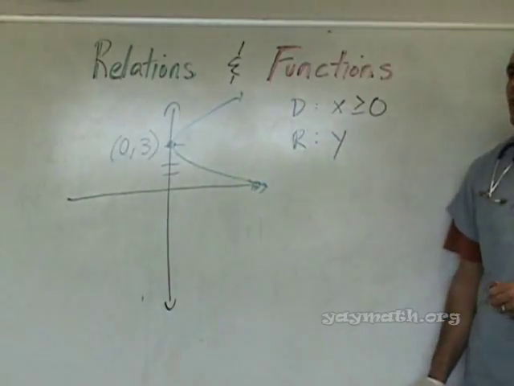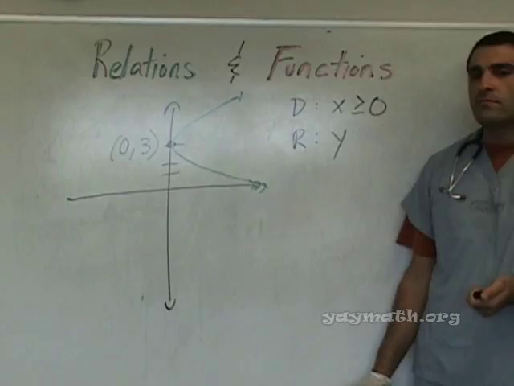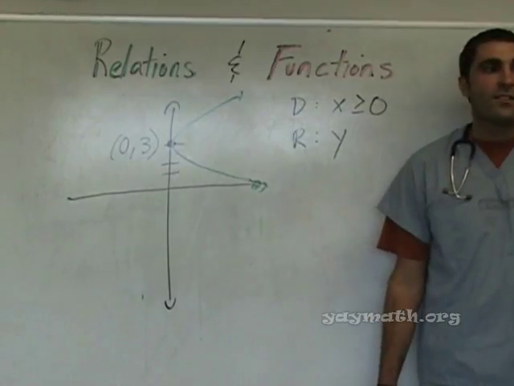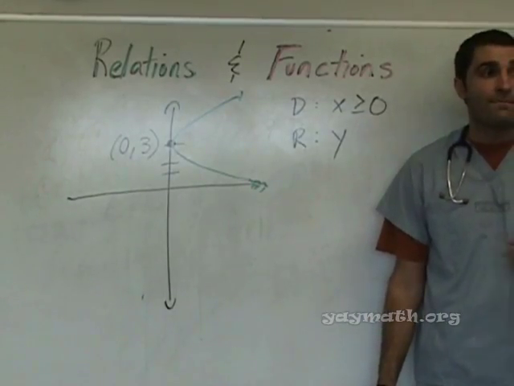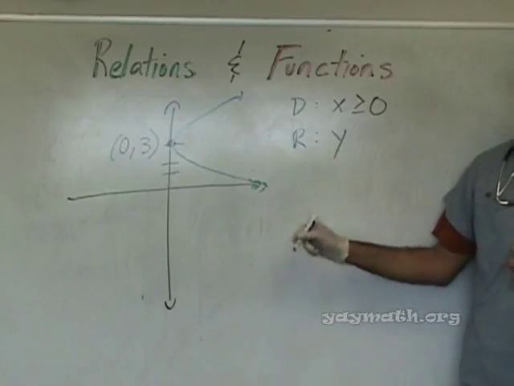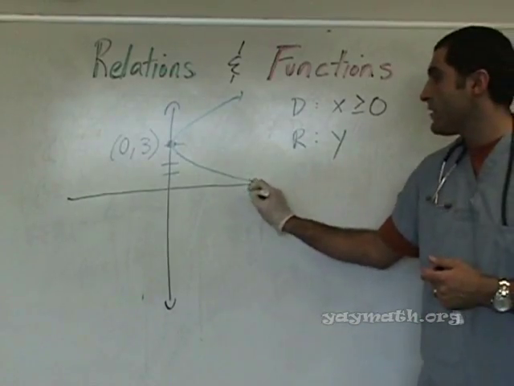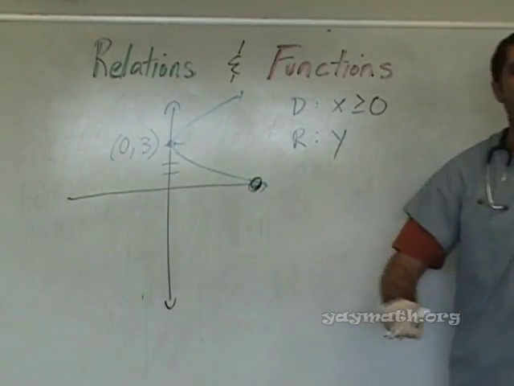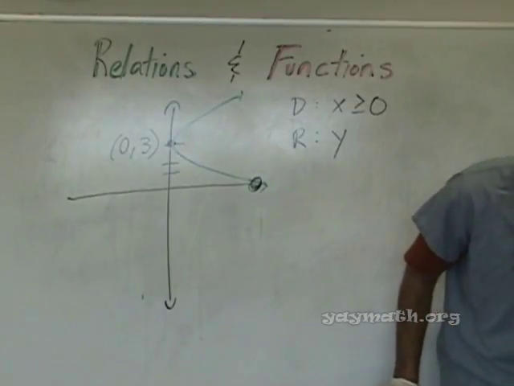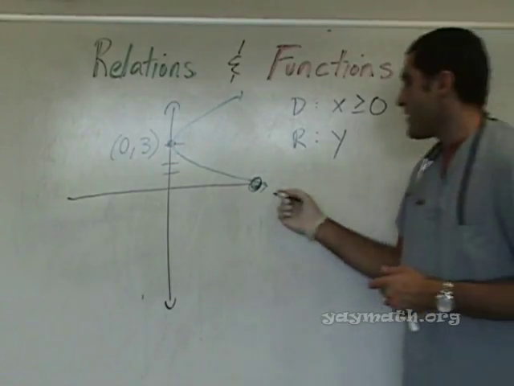Now let's talk about y. Can y be 0? Look closely. Yeah, where is y 0? Right here. Like 10 or 9. 9. So this is 9, 0.